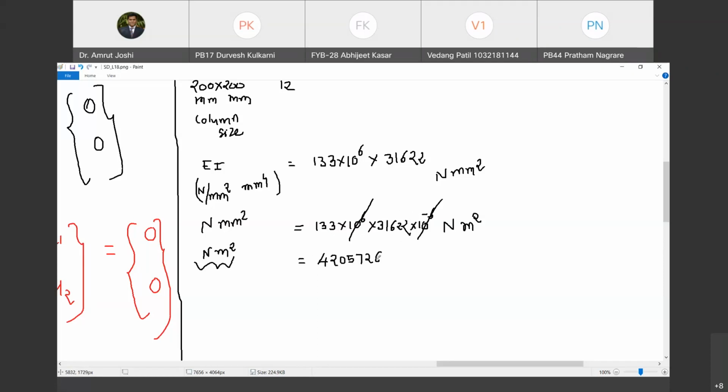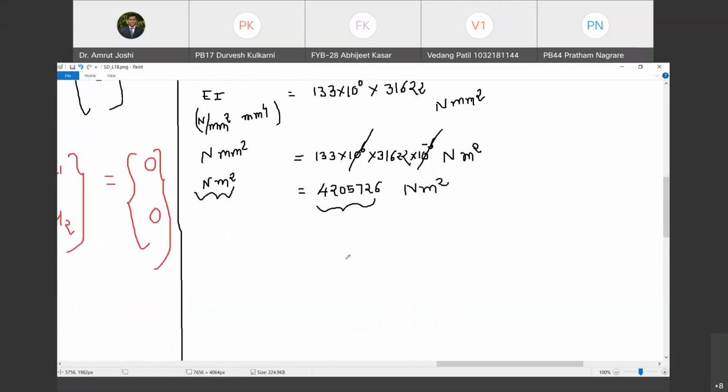Now what will we do? This value is the actual one, in Newton meter square. Yes. But we are still in the stage of setting up the problem. Why deal with such kind of numbers? Are you with me? Yes. So we will approximate it to 430,000 Newton meter square, that is 43 lakh Newton meter square. Are you with me? Yes.